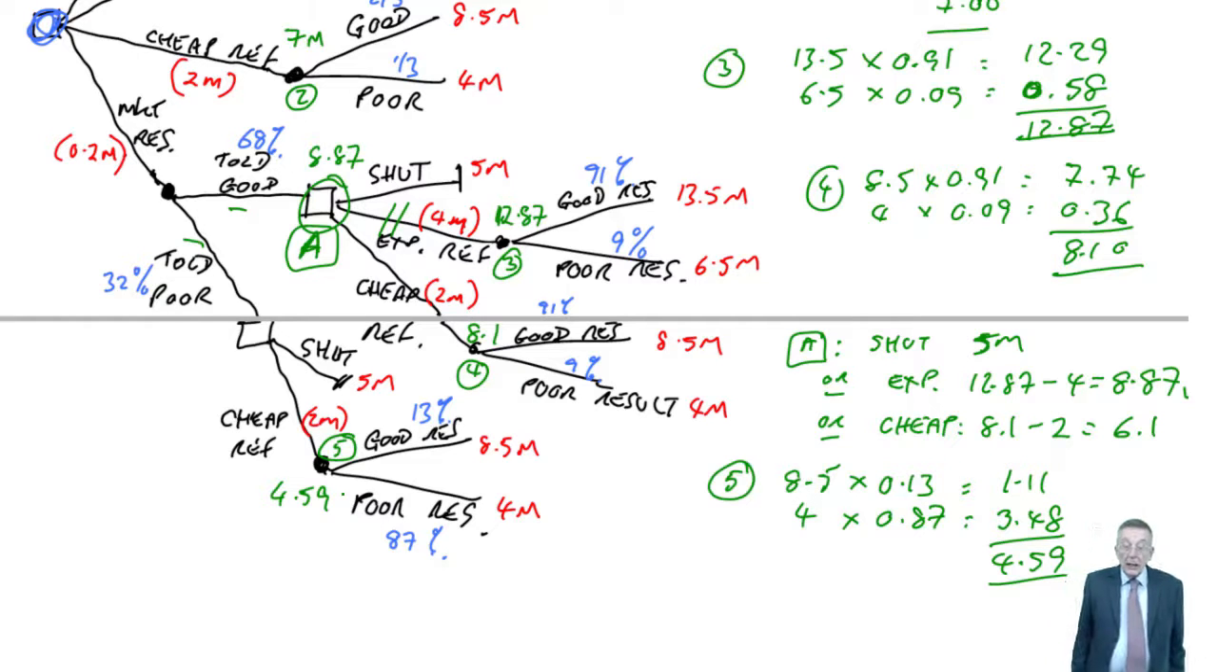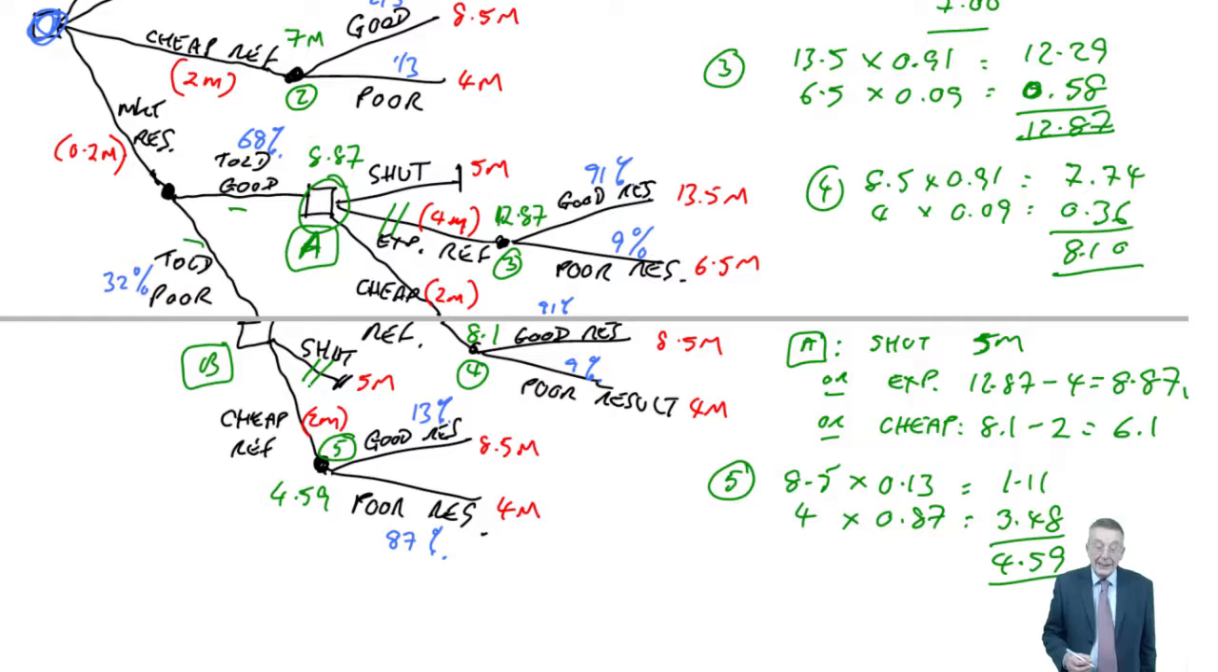And so, what decision would I make at point B, where it's our choice? At B, I think I hardly need write down, surely. It's our choice. We either shut and get 5 million, or we do a cheap refurbishment. We pay out 2 million to get back 4.59 million, a net 2.59. I think fairly obviously we would choose to shut.